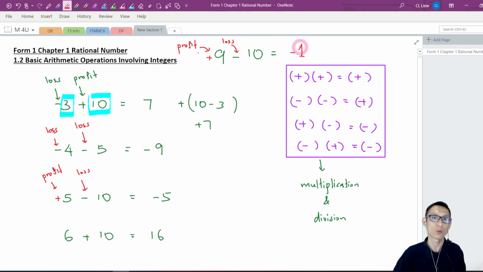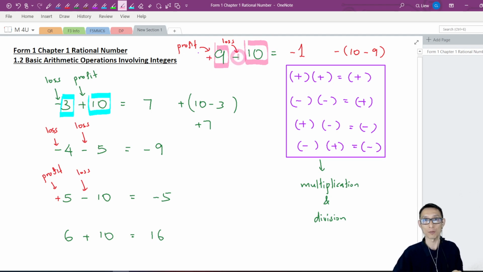So how do we get 1 here? You're actually taking 10 minus 9, and then you follow the sign of the larger number, which is negative. Some students might be curious why the sign always follows the larger number. As I told you just now, if you have a loss and a profit, and the profit is more than the loss, your final answer will be profit, right? Positive. In this situation, this is a loss.